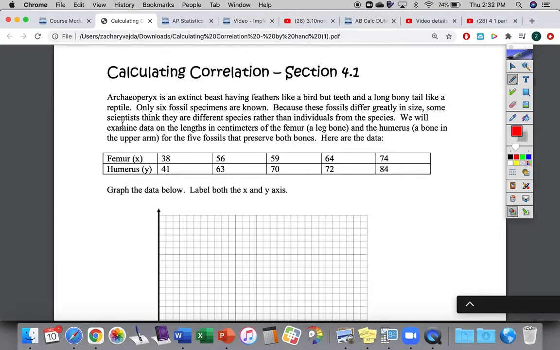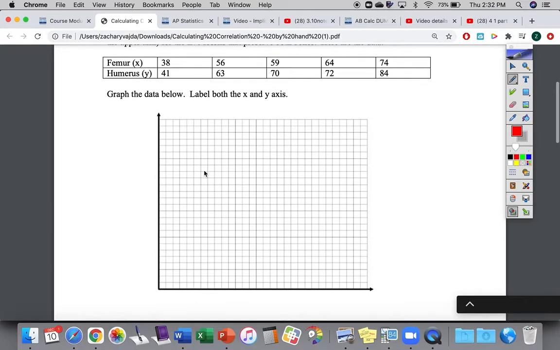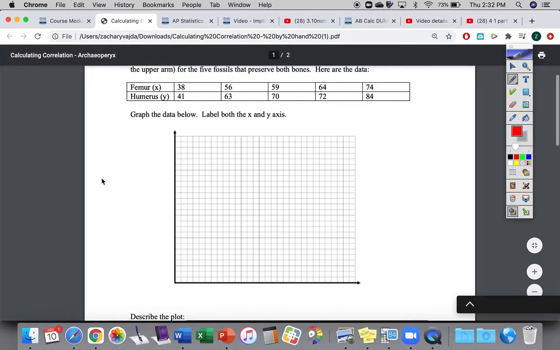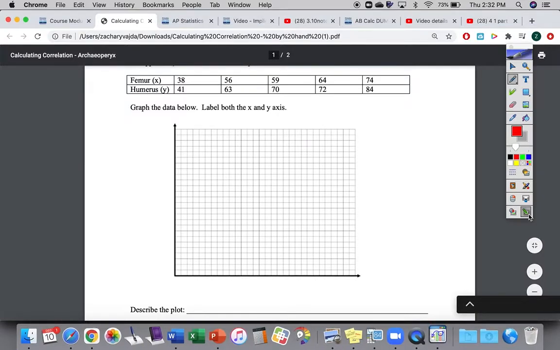We will examine the data and length in centimeters of a femur bone, that's in the hip, and a humerus bone, another bone in the upper arm. And we will look at these 5 fossils and see if we can determine if they are from the same species or not. So first, we are going to make a scatter plot for this data. So follow along with me on your copy.